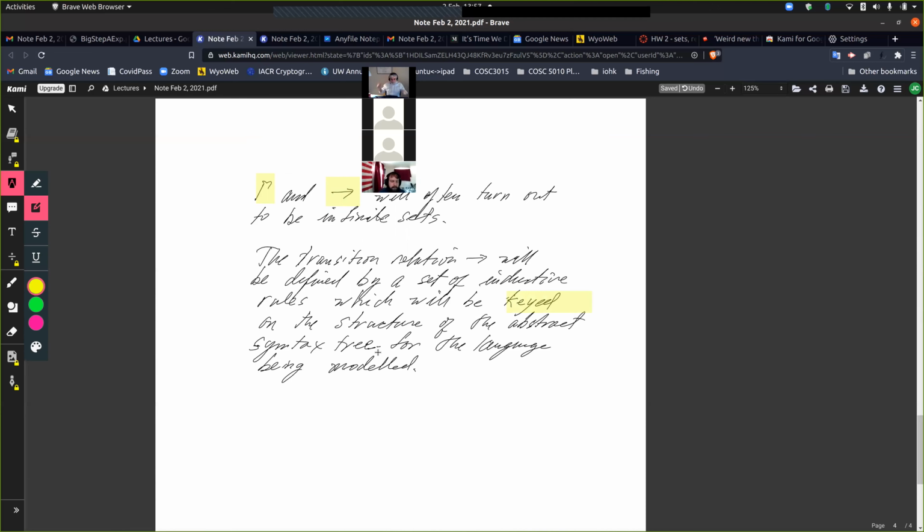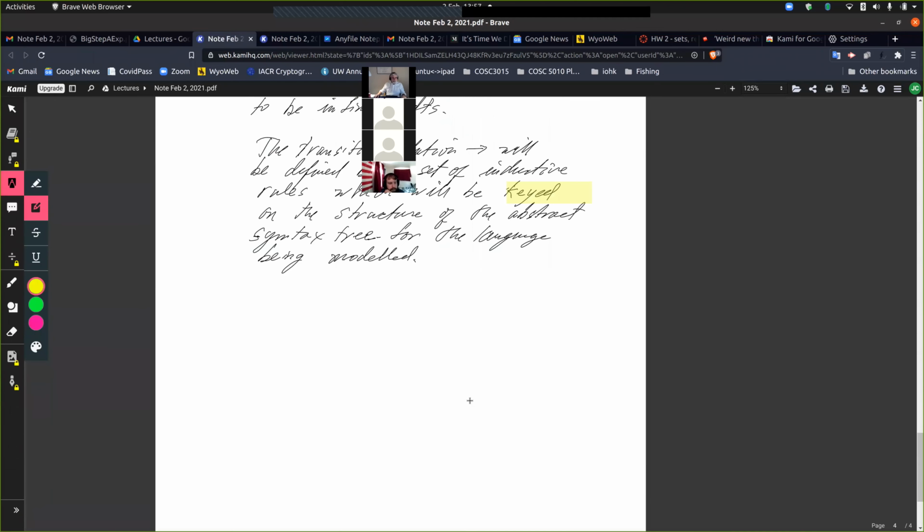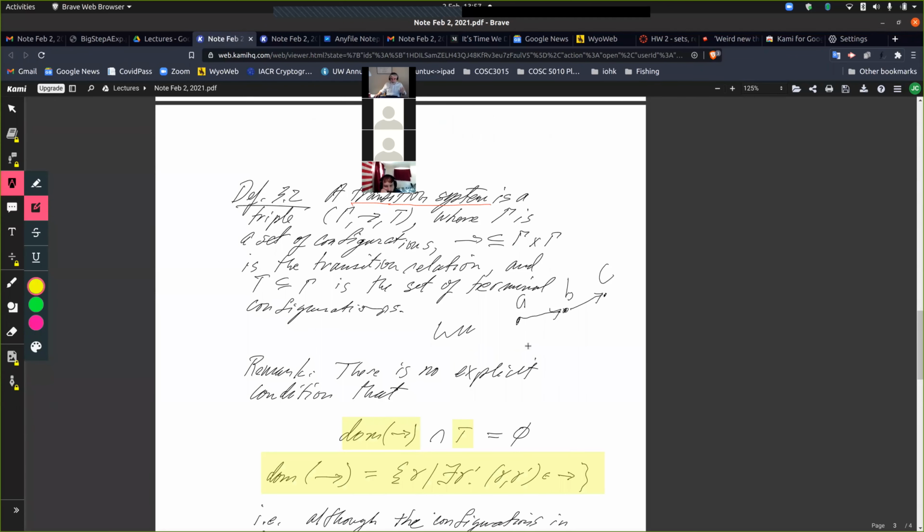So you look at the abstract syntax tree and you find the root of that syntax tree, and there'll be a rule for each of the possible constructs that can be used in the abstract syntax tree. Okay, so that's the abstract description of transition relations. Does anyone have a question about that?